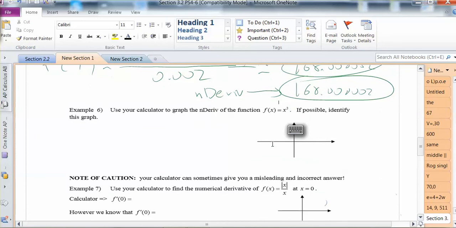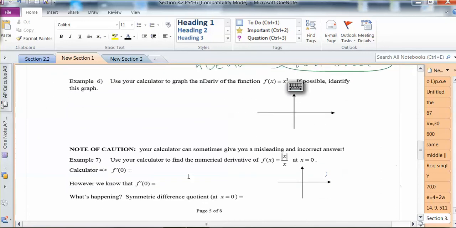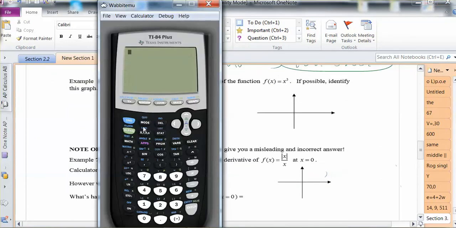Example 6. They're asked to graph the nderiv of f of x equals x cubed. So if I put x cubed here and just graph it, we should know how that graph looks. Now, if I want to graph the derivative, I can go to y2, do nderiv, x, alpha trace y1, and you're going to have to do x equals x. You don't want to put a number there. You need to put x equals x because you need to find a derivative for all x values.